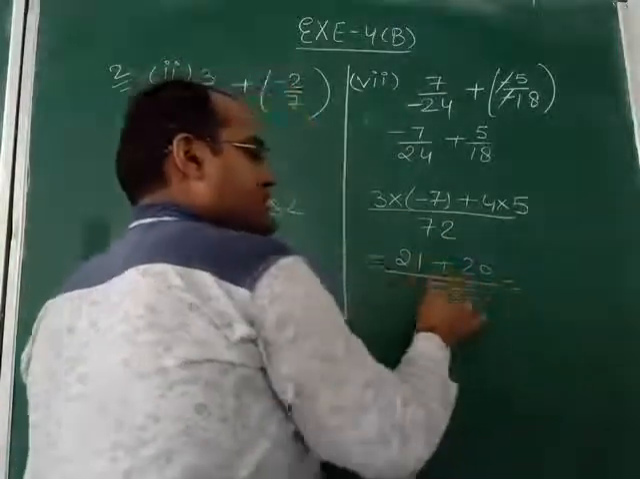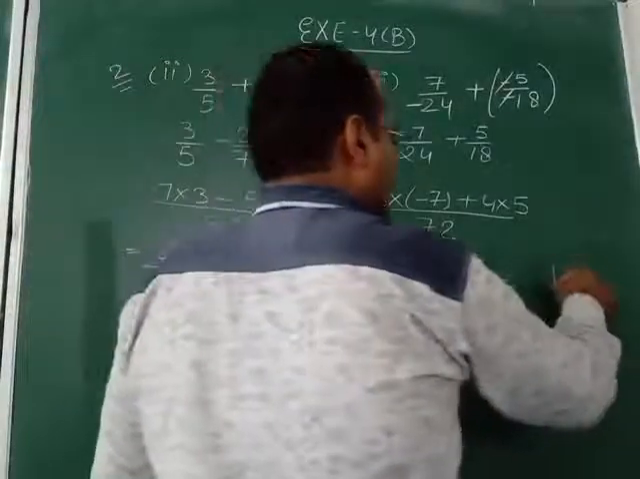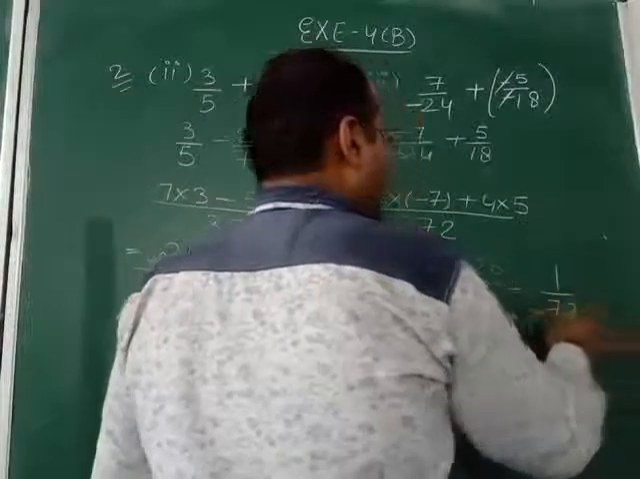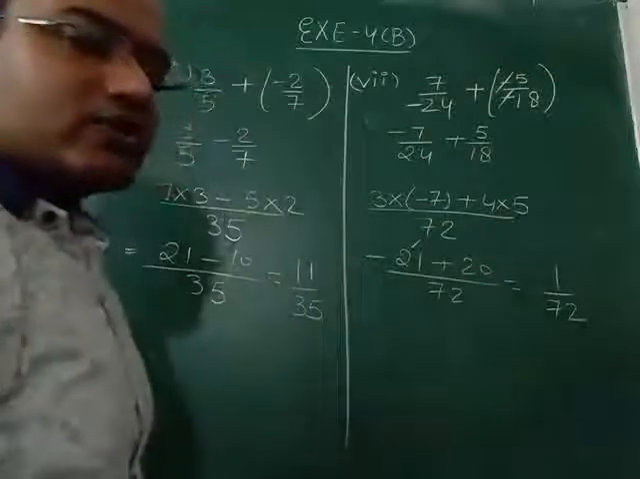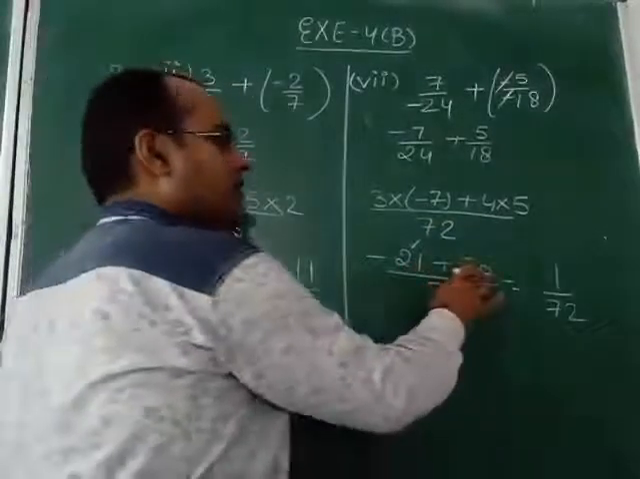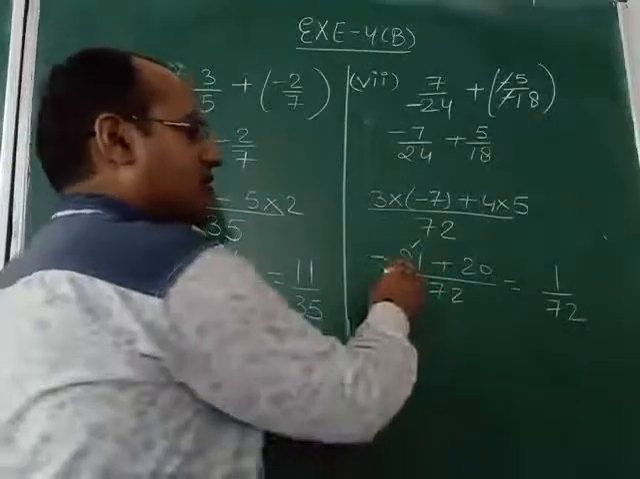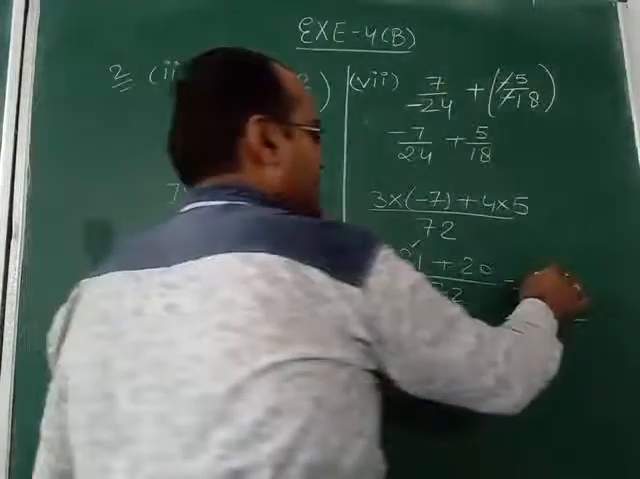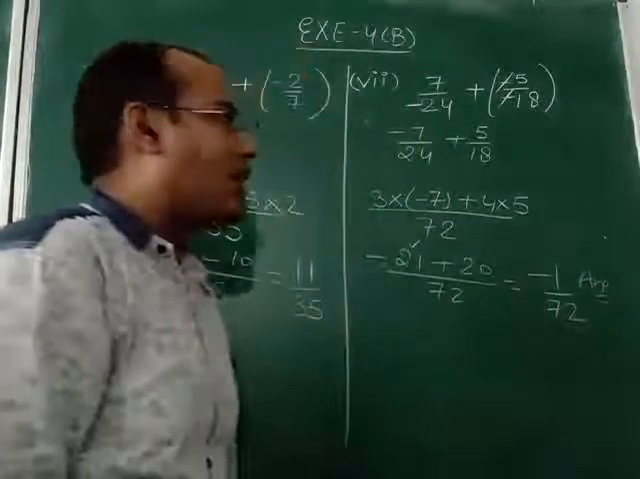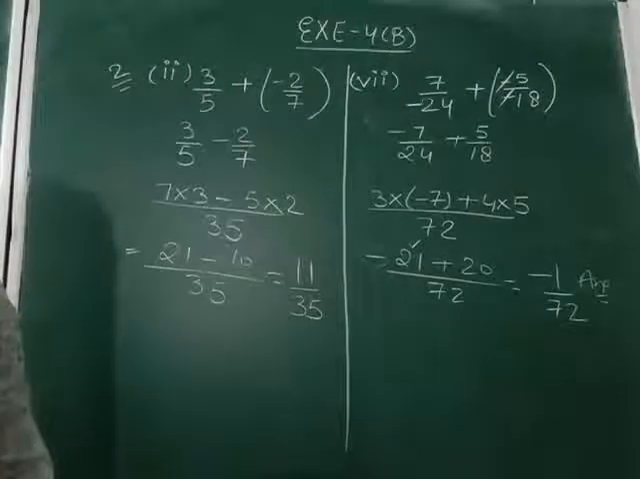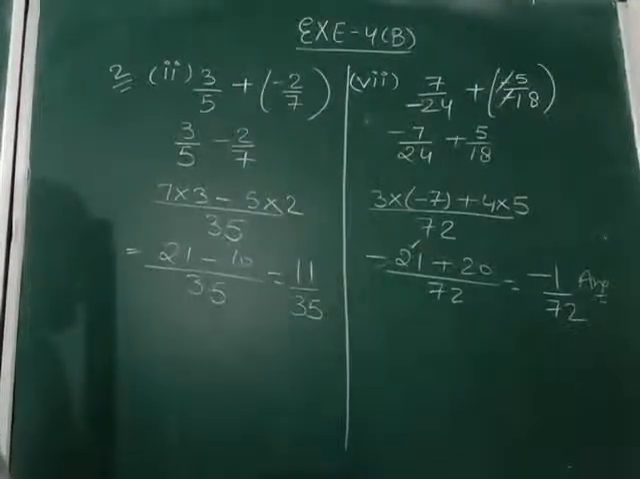This is minus sign and this is plus sign. So minus plus minus, we will subtract these numbers. On subtracting we will get 1. But among these two, which one is greater? 21 is greater. If we do not see the sign, then among 20 and 21, which is greater? 21 is greater. What is the sign of 21 here? Minus. So we will write minus in the answer also. So our final answer is minus 1 upon 72. Like this you have to do all the remaining parts of question number 2.